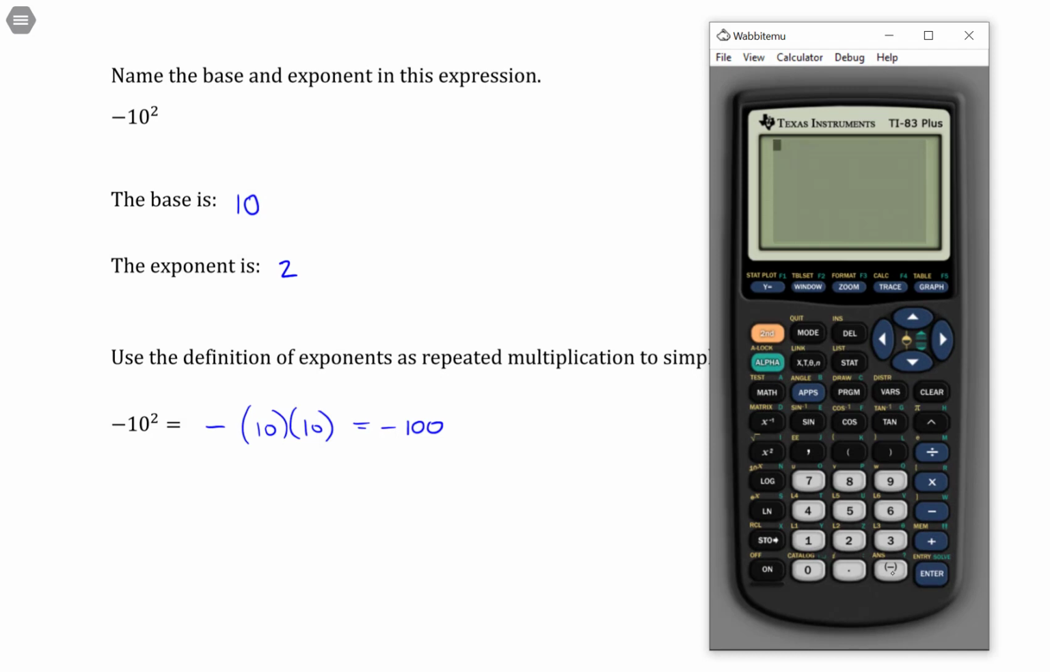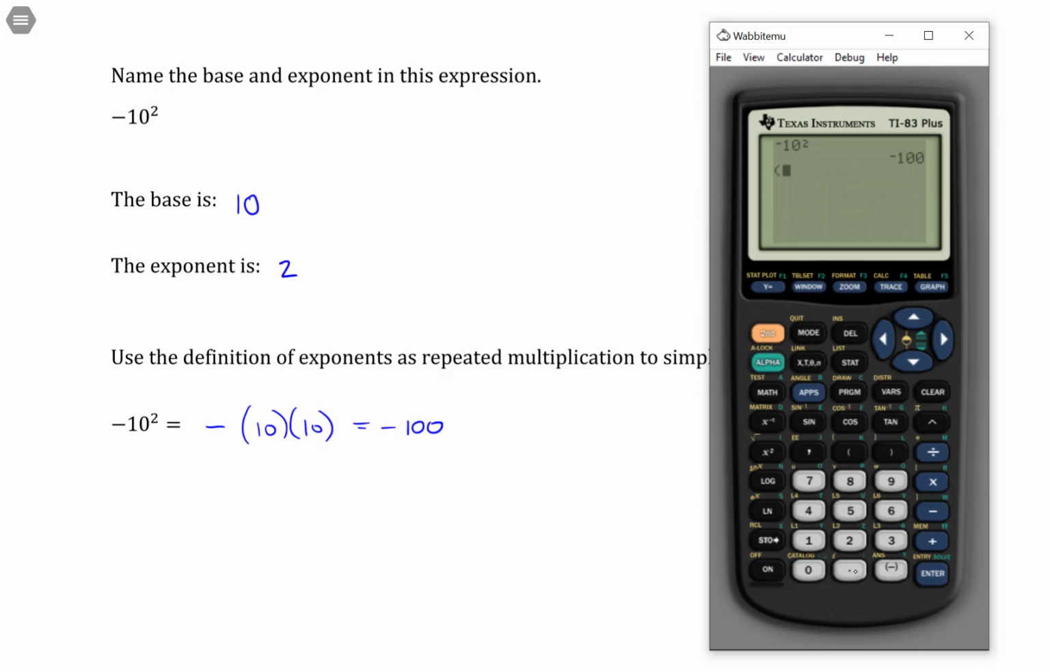So, for instance, if I put it exactly as I see it, -10, and then to do an exponent, you can put the caret key, or if you're squaring, you can actually just hit the square button. Either way is fine. But the only thing that's going to get squared is the 10, and then the negative is applied to the final answer.